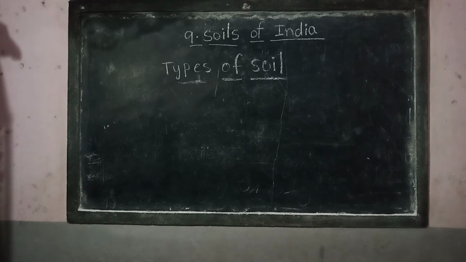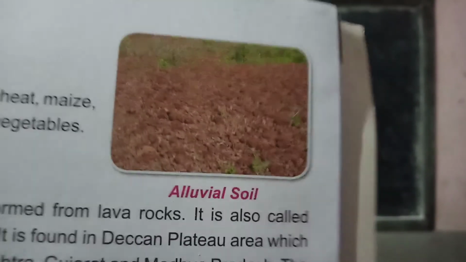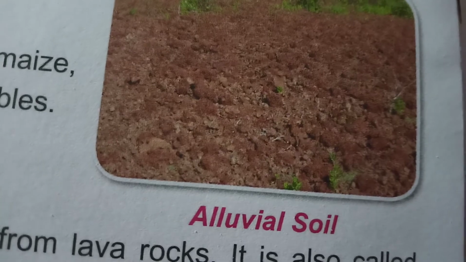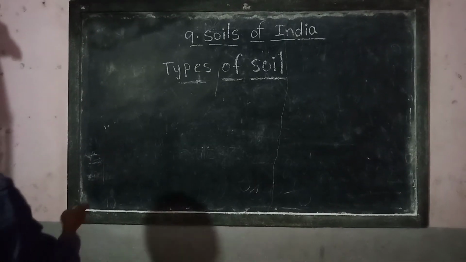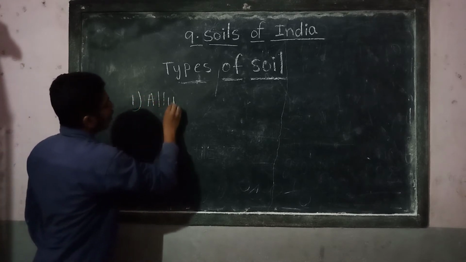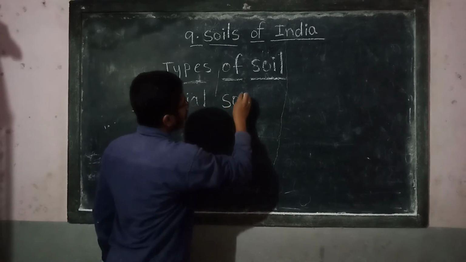Okay, types of soil. So the first one is alluvial soil. You can see in the picture on page number 295, right? Alluvial soil, it is gray in color. Alluvial soil, you can see in the picture.